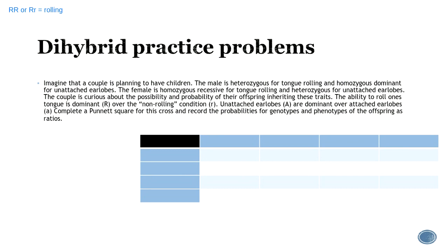Second trait that we're looking at is, let me read, earlobes. So unattached earlobes is dominant to attached. So capital A, talking about the dominant trait, unattached. We'll go down, little a equals attached. All right, so there's our legend.